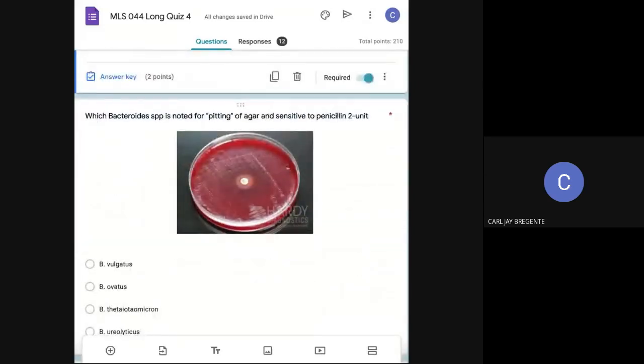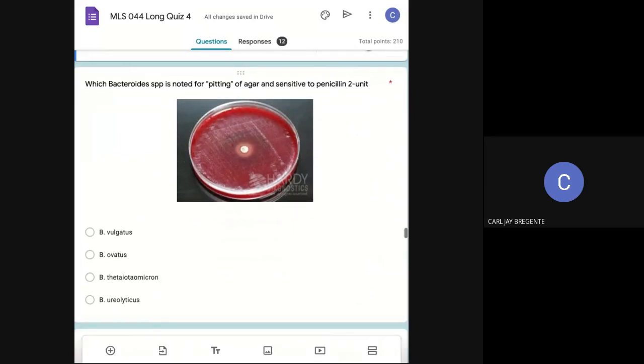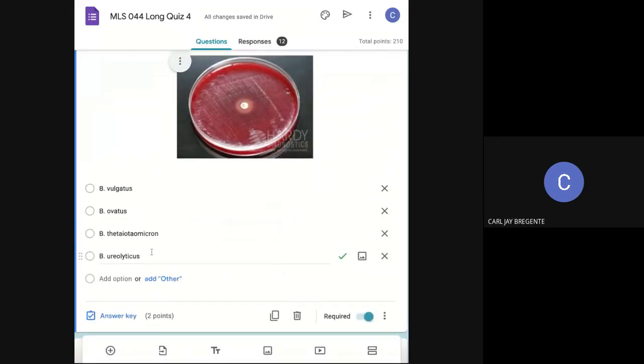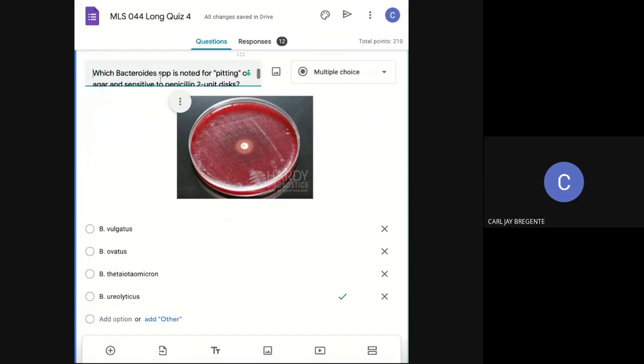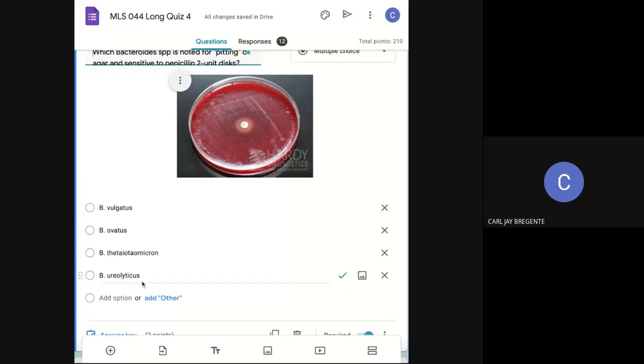Which Bacteroides species is noted for pitting of the agar? The answer is ureolyticus. Earlier, among the non-Enterobacteriaceae, the one that pits the agar is Eikenella corrodens. Another organism that pits the agar is your Bacteroides species, particularly Bacteroides ureolyticus. It is resistant to penicillin 2 unit disc. If you measure the zone of inhibition and compare it to the chart, that is resistant.